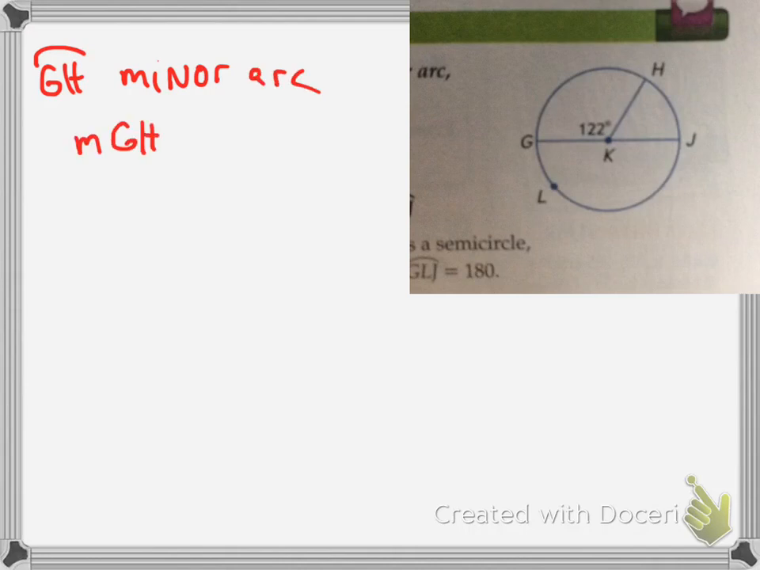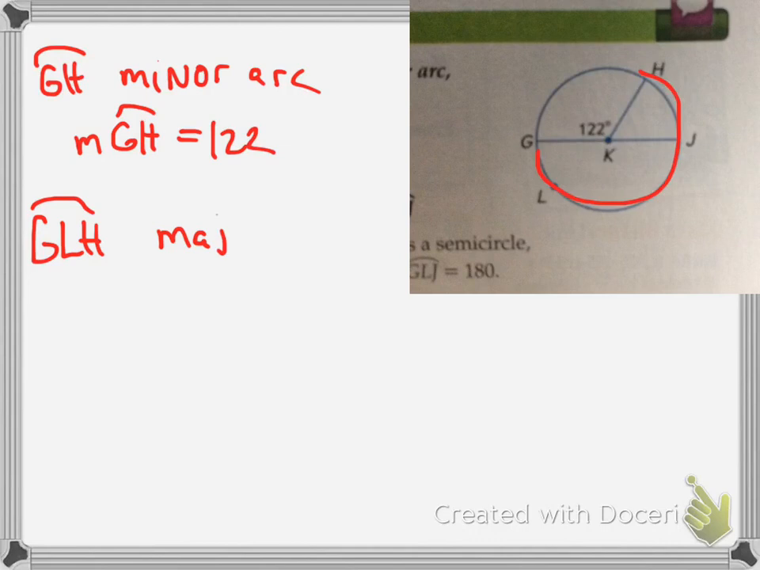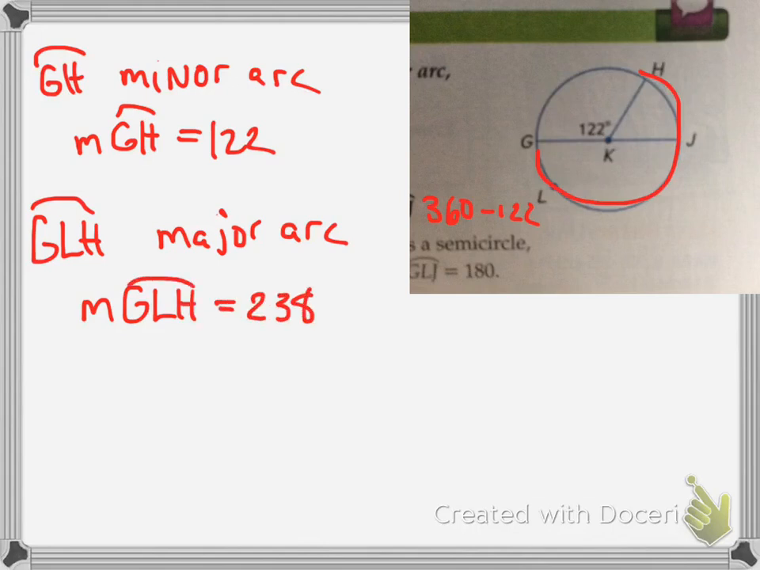Yay! And keep in mind that the measurement of that is going to be 122. Not 122 degrees, but just 122, because it's technically an arc length. Okay, so now notice that GLH tells me I'm going from G through L to H. So G and H are my endpoints, so that makes that a major arc. Most of the time, major arcs will have 3 points. That way you know you're going through one. And if I say 360 minus the 122 from the minor arc of GH, then I would find out that GLH is 238. Just the measurement is 238.